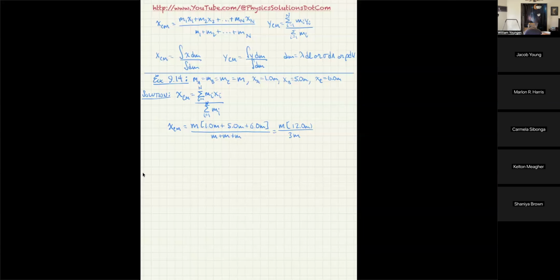So you can see that these m's, not to be confused with the meters again, actually cancel each other out. And now we're left with the center of mass being specifically 12 meters divided by 3, which is 4.0 meters. So that's actually what the center of mass of this banana boat is. Any questions on that?